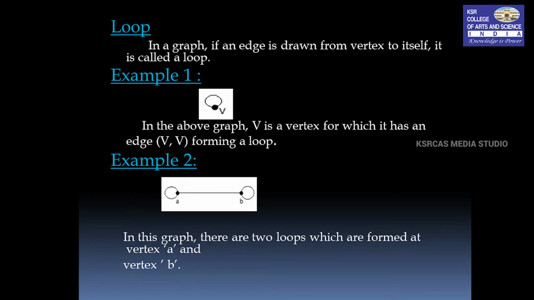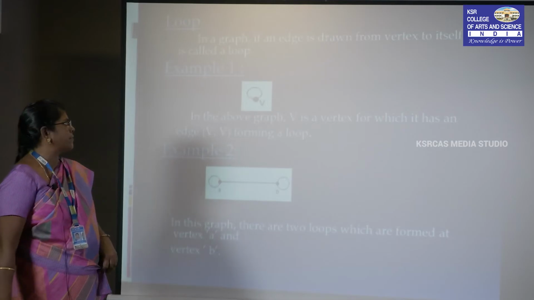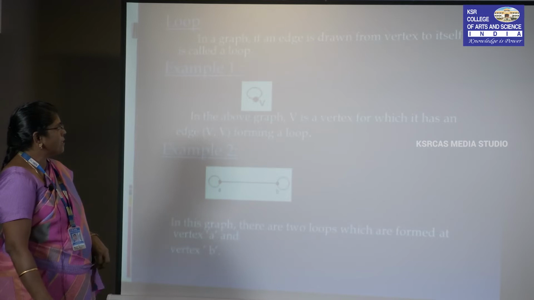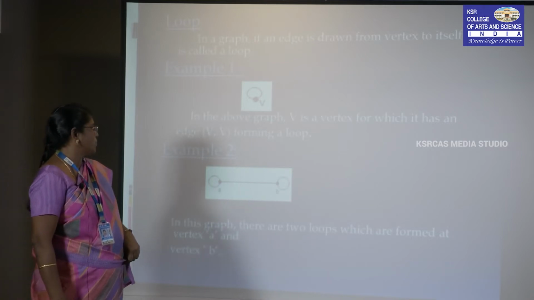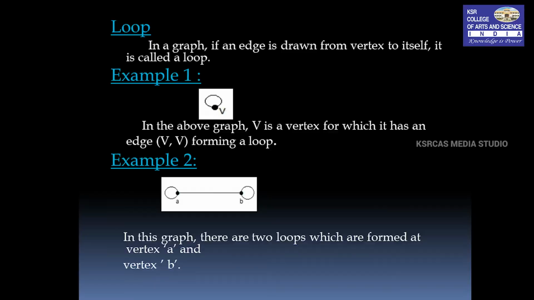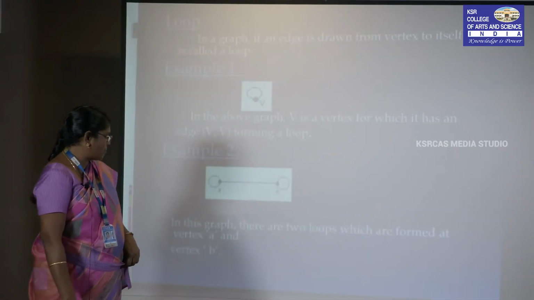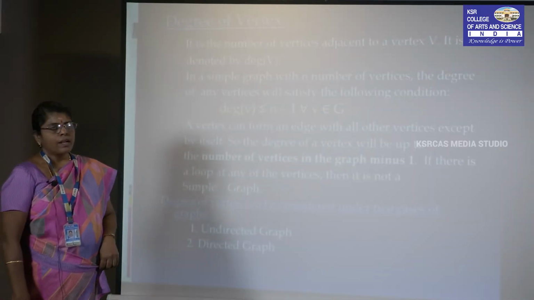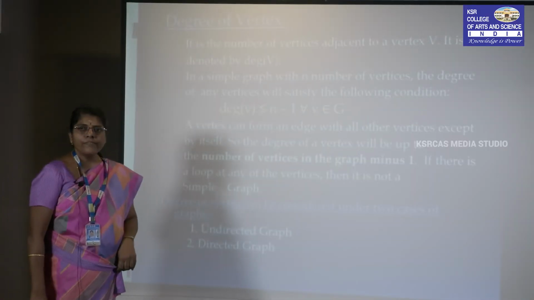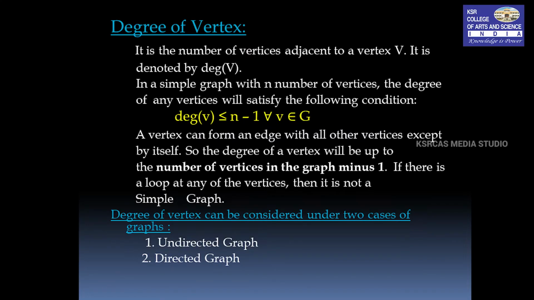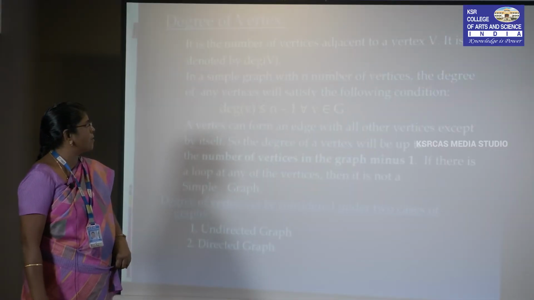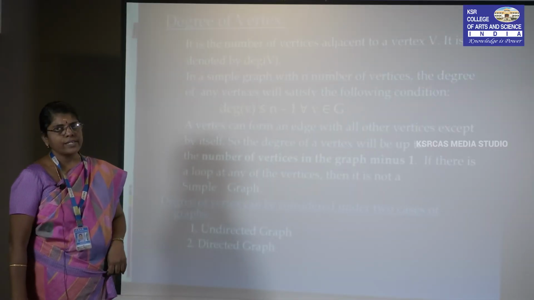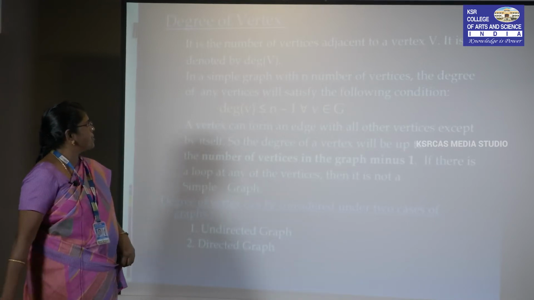Loop. A loop means an edge joining a vertex V and ending at the vertex V. So an edge joining a vertex to itself is called a loop. In the second example, there are 2 loops. At the point A, one loop, and at the point B, another loop has been formed. Next, degree of a vertex. The degree of a vertex means the number of edges adjacent to the vertex V. It is denoted by deg(V).